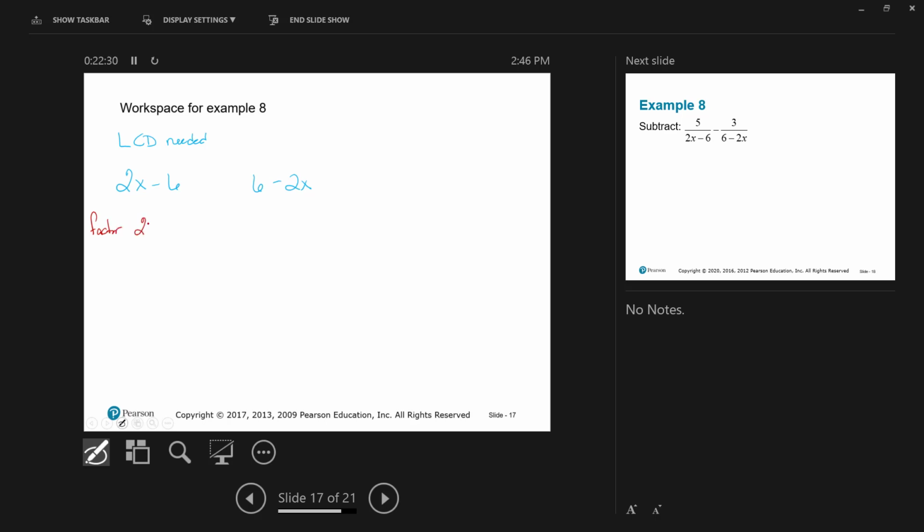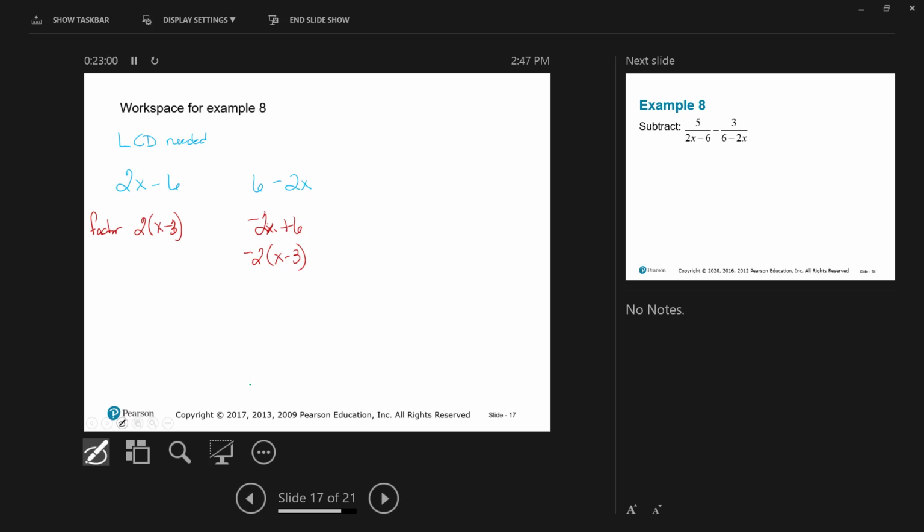I'm noticing on this first one I can take out a 2, and I'm left with the parenthesis of x minus 3. On the second one, not descending order, is it? Guess I should put it in descending order first. And then I'm noticing I can take out that negative 2, and I'll be left with x minus 3. So, what do you think? So far, so good? Okay, now, let me show you the next step on our workspace.